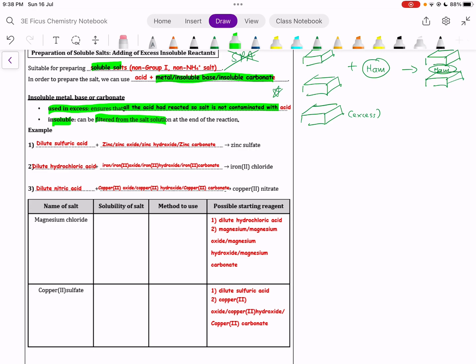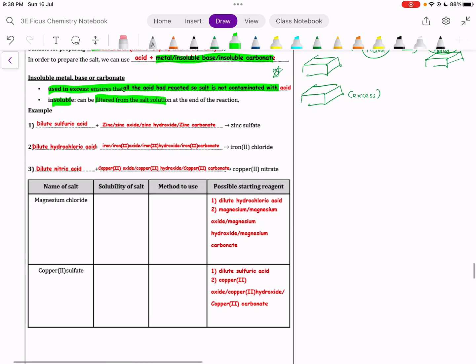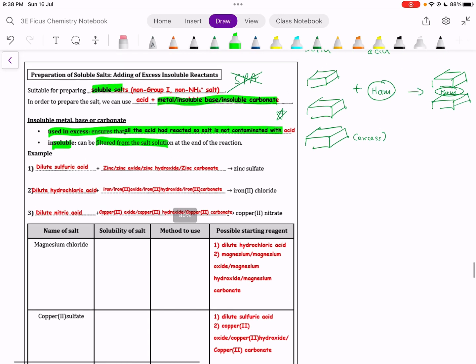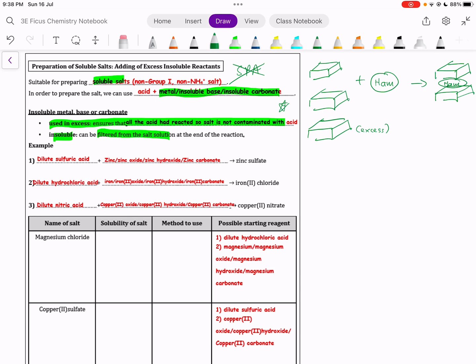So for example, only two examples. You want to prepare zinc sulfate. This part will tell you about the metal, the base, or the carbonate. Base is oxide or hydroxide. Carbonate, of course, we have the word carbonate. Then this part tells you about the acid. If it's a sulfate salt, sulfuric acid; chloride salt, hydrochloric acid; nitrate salt, nitric acid. Usually you deal with these three kinds of acid.